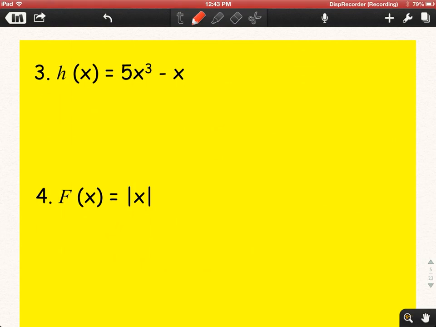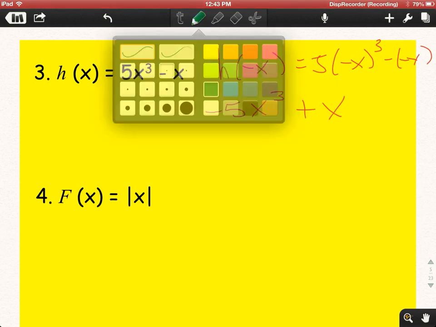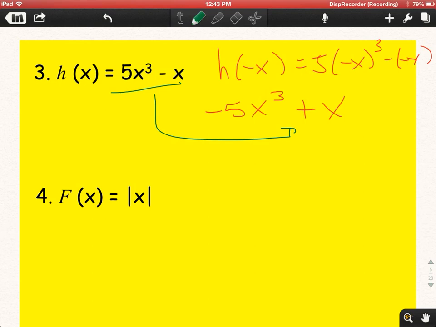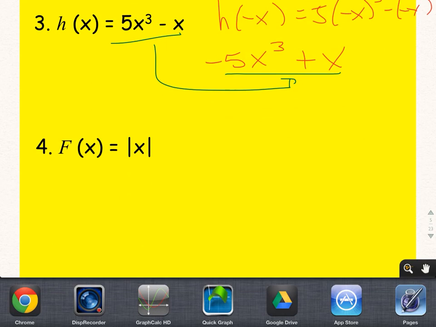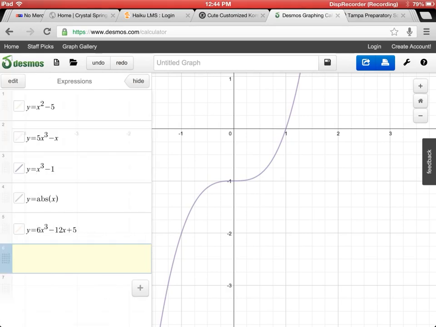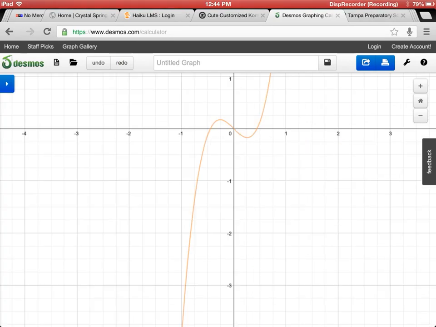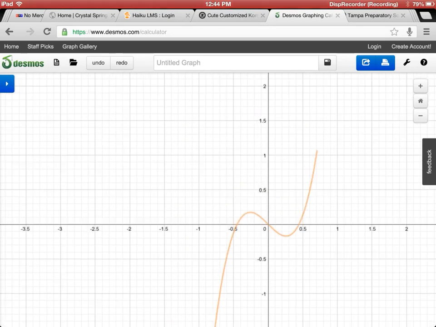5x cubed minus x. So we go h of negative x, okay, negative, and negative. So this is going to turn into negative 5x cubed plus x. And indeed, that is the exact opposite of what we started with. So this is an odd function. We can look at the picture there. Let's look at it on Desmos. And let's see if I can turn the correct equation on this time. And here we go. All right, so let's zoom in on this a little bit.